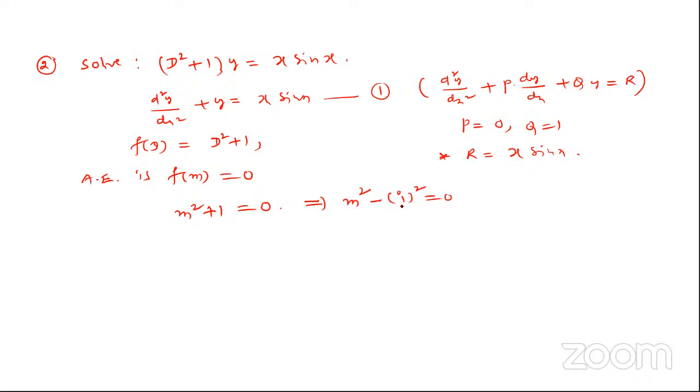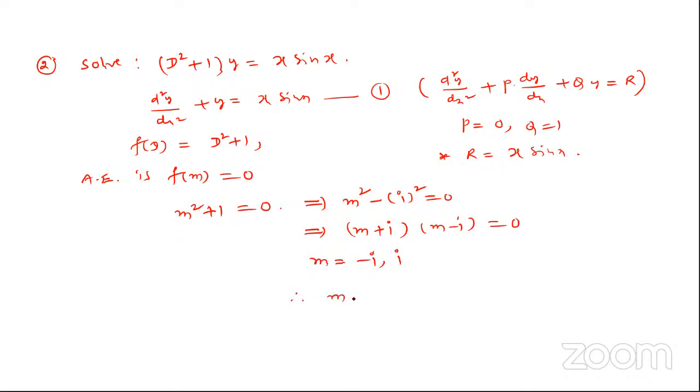What do you mean by i square value? Minus 1. So minus of minus 1 is plus 1. So m square plus 1 may be written as m square minus i square. Once again, it may be written as (m plus i) into (m minus i) equal to 0. Upon simplification, we get m equal to minus i, plus i.